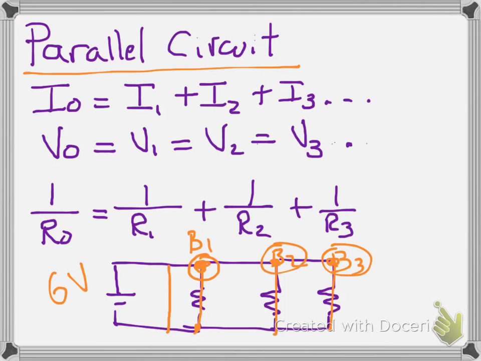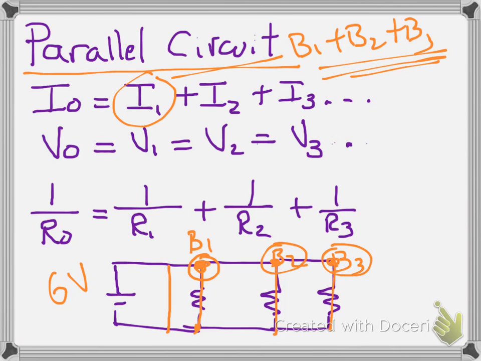And that's why we can think of this as branch 1 plus branch 2 plus branch 3. So we're going to add up the current. The current is the sum of all the branches. The voltage is the same across each one of those branches, but remember that as the voltage drops, you're delivering the same amount of energy to each one of those branches. In order to deliver that energy, we need to supply more current.